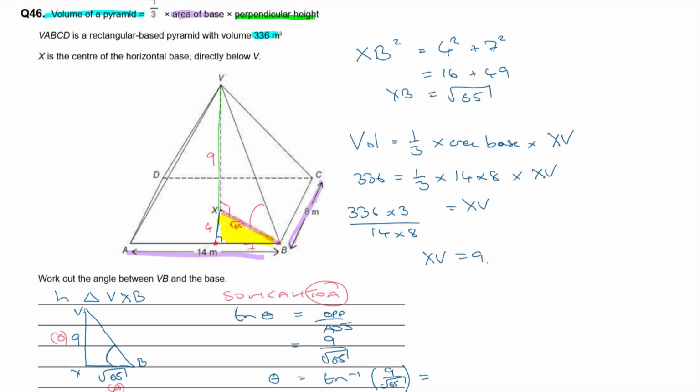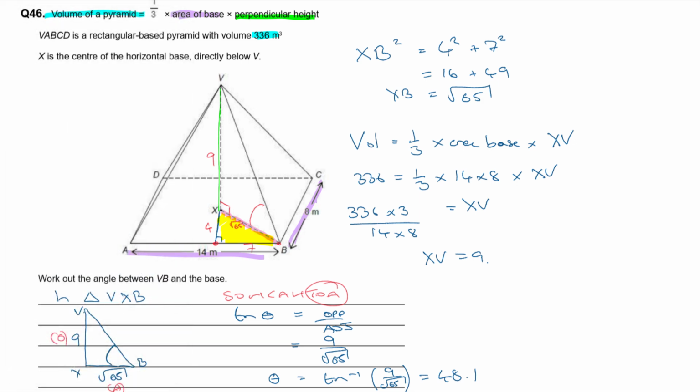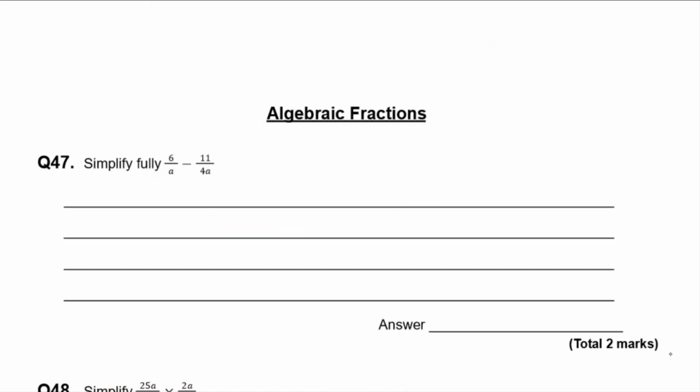Okay, so then typing that into the calculator, shift tan, 9 over the root of 65. What is that then? Close bracket. Let's do it anyway. 48.1 apparently. 48.1, and that's our answer then. That is the angle we're trying to find, isn't it? That is the angle between VB and the base. Okay, so it's 48.1.